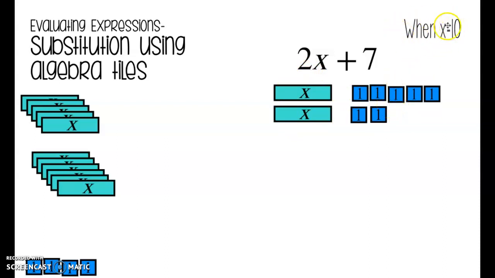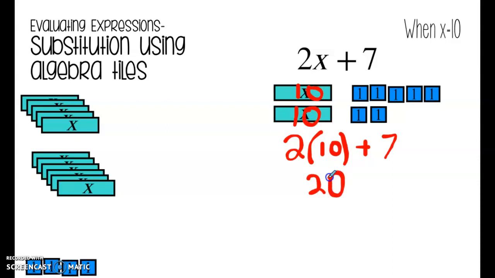And then it says evaluate when x equals 10. So once again, instead of having our unknown x tiles here, we're going to substitute 10 in their place. So now instead of having 2 x tiles, I have 2 10 tiles plus my 7 ones. So I know that I have to do multiplication first. So 2 times 10, I would get 20 plus my 7. My final answer would be 27.